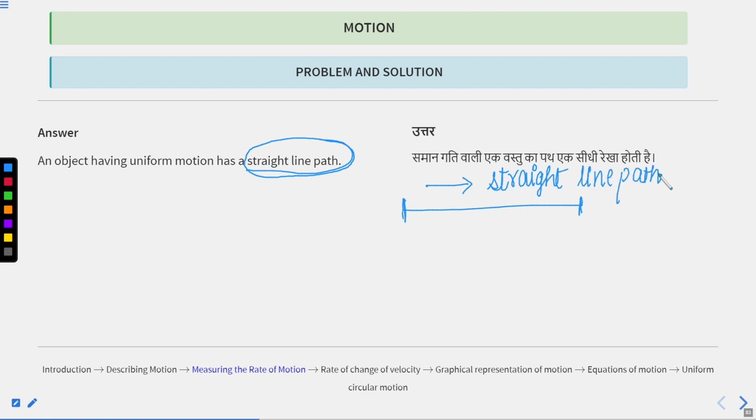Because if you try to turn or change the direction, then your motion will not be uniform motion. Whenever you change your direction, your speed changes and your motion becomes non-uniform motion. So the path for uniform motion is a straight line path. Is it clear, class? So the correct answer is straight line.